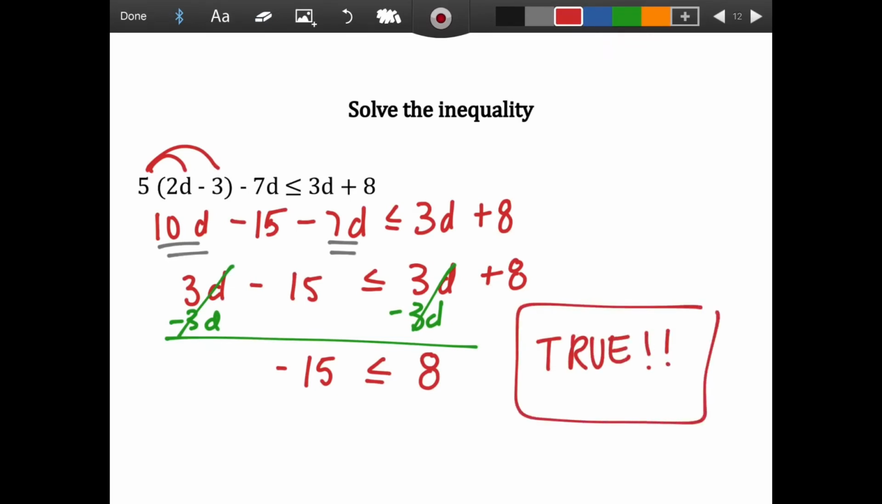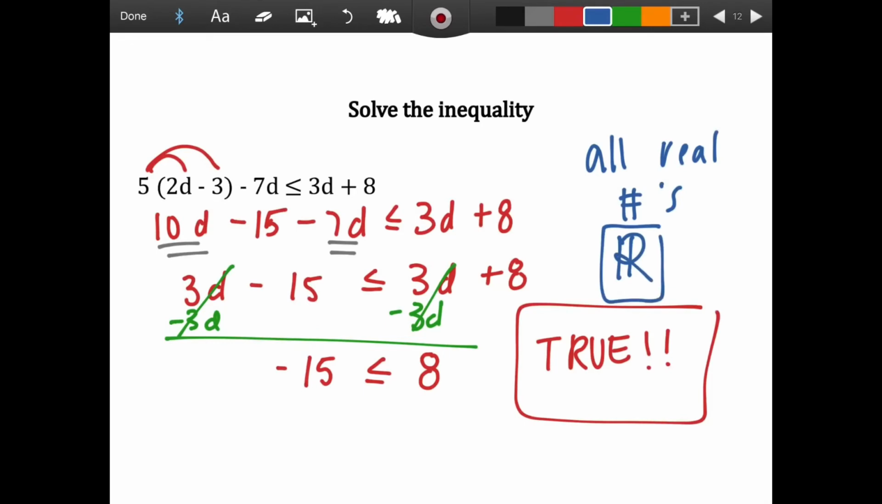So this inequality is always true. For any value that you plug in for d, you will always make this inequality true. So we can write our solution as all real numbers. And the symbol for all real numbers, if you just want to write that, is your R with 2 legs coming down. So any value that we plug in for d is going to make this inequality true.